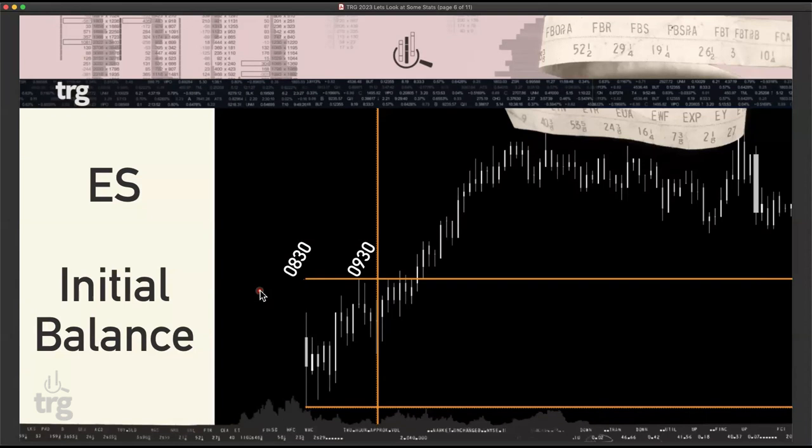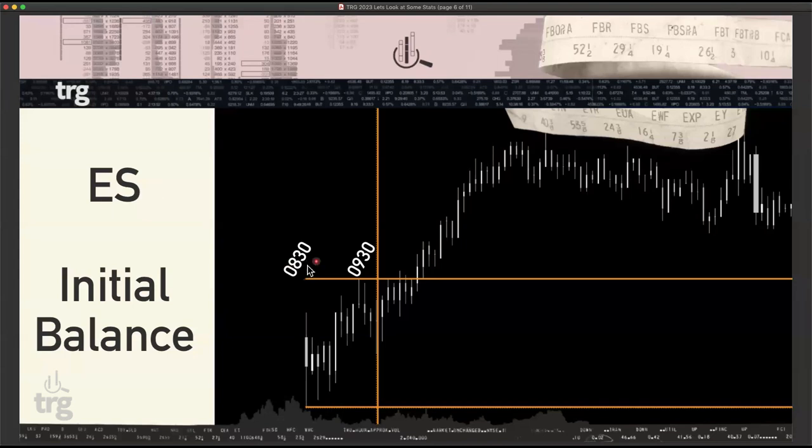So the initial balance, a market profile originated term, we're defining this as the price range that has been made during the first hour of regular trading hours. So 8:30 a.m. to 9:30 a.m. Central. So that corresponds with the first hour of NYSE being open, 9:30 to 10:30 Eastern. So we're looking at the price range, the high and the low, that's formed on ES or anything in this first hour period.